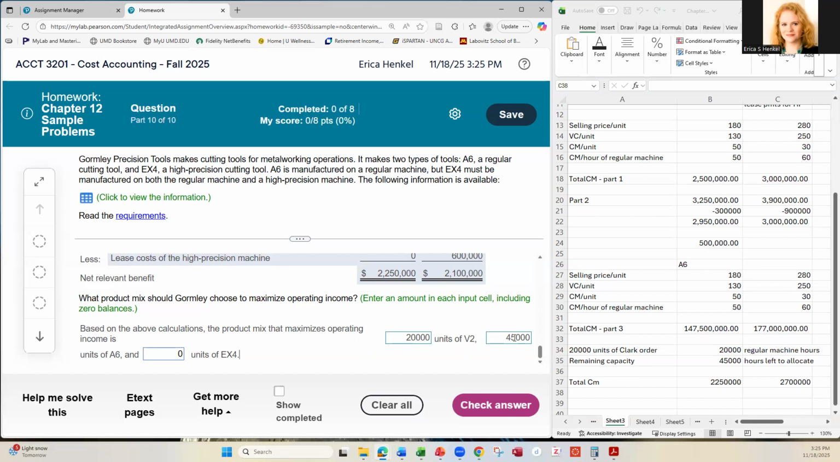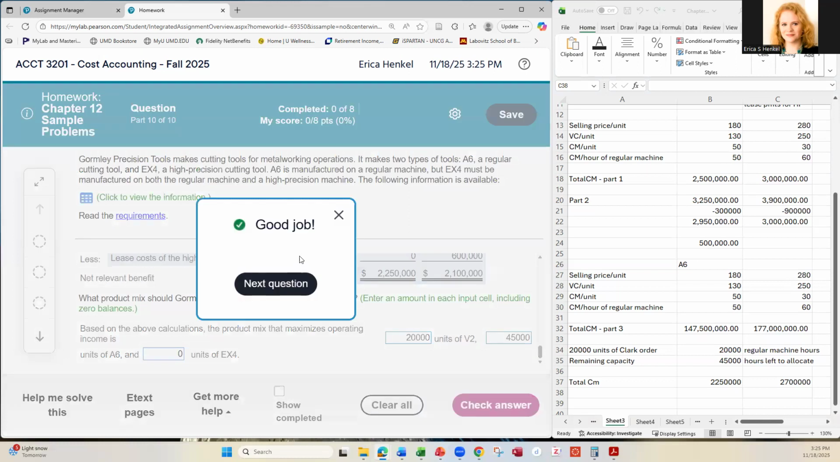And then the remaining hours we had left, the 10,000, would get allocated towards EX4, our next most profitable item. So you basically just keep prioritizing as many as you can sell of each item until you no longer have any capacity left to use.